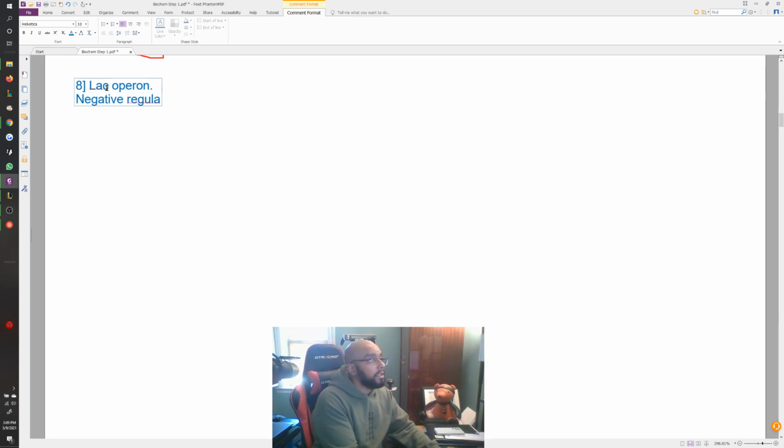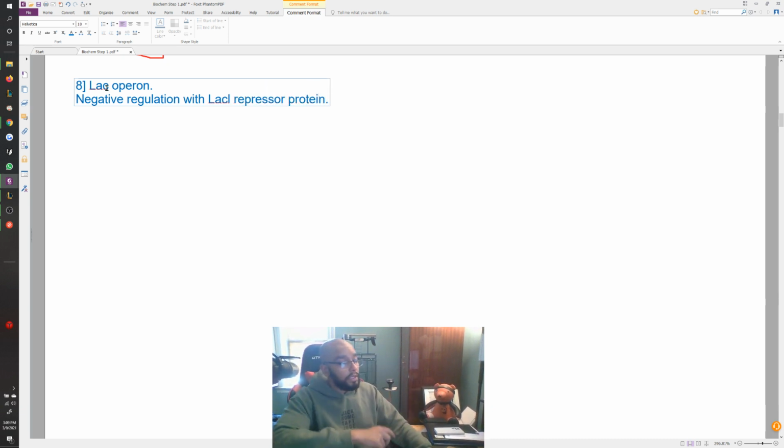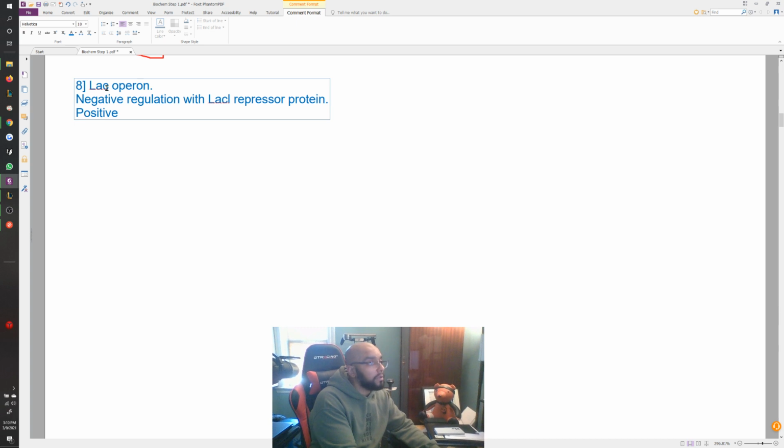So let's add that in here. Negative regulation with the LacI, well, lowercase i, repressor protein, right? This repressor protein will usually be on the operator itself, stopping it from working. By being on the operator, it prevents the transcription of all the main genes that need to be transcribed to make whatever proteins you need to utilize lactose, right? So that's your negative regulation. Then there's some positive regulation as well. Positive regulation occurs with cyclic AMP and the CAP protein.